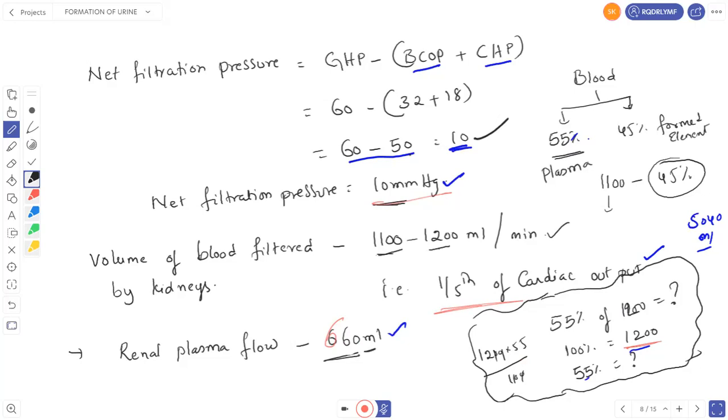Why? The plasma composition in the blood is 55%. So what is 55% of 1200? If you calculate like that, you will get 660 ml. For example, 100% is equal to 1200, then 55% equals how much? Okay, you will get the answer as 660 ml.